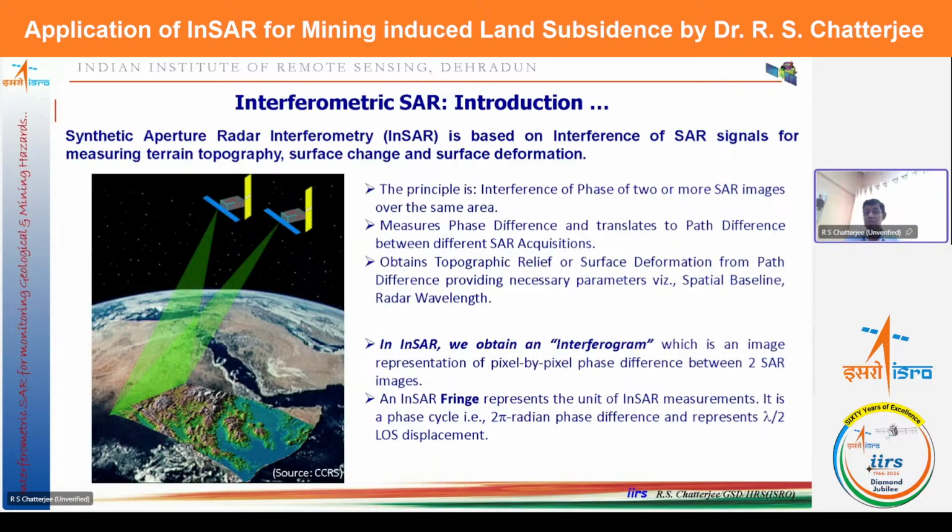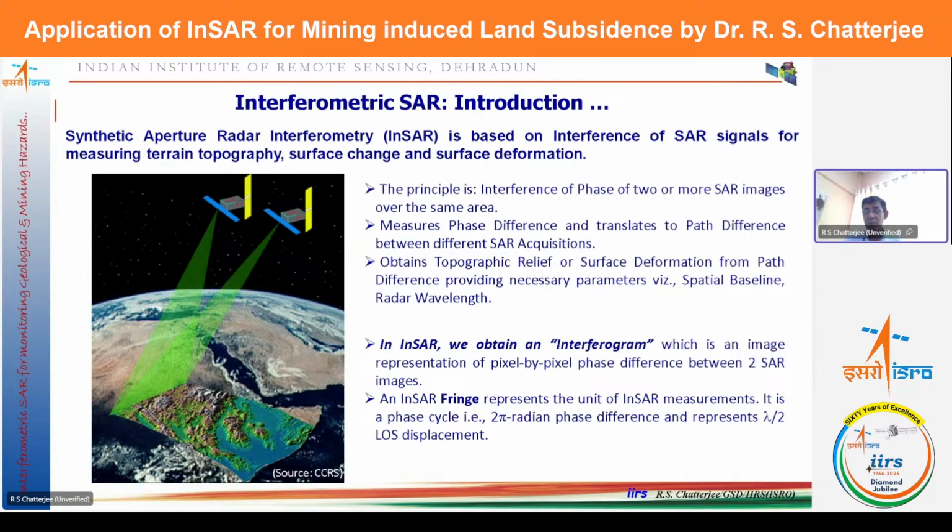For example, this is the baseline between the 2 satellites. That is the spatial baseline. This is then your look angle of the radar beam. Then what is your orbit height? That is the range, along with the wavelength.